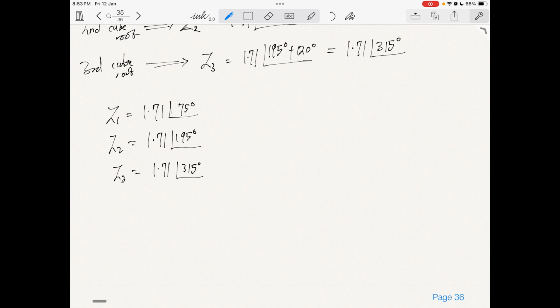Now we can draw an Argand diagram representing the three roots. So this will be a representation of the first root at 75 degrees, and this will also be a representation of the second root, just a sketch, at 195 degrees, and finally this will be the representation of the third root at 315 degrees.